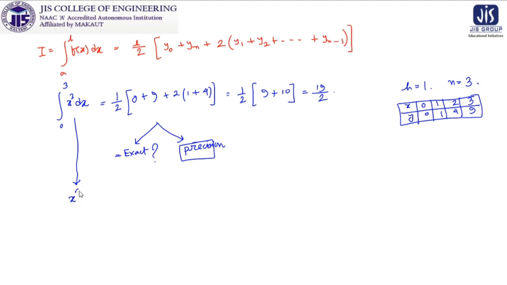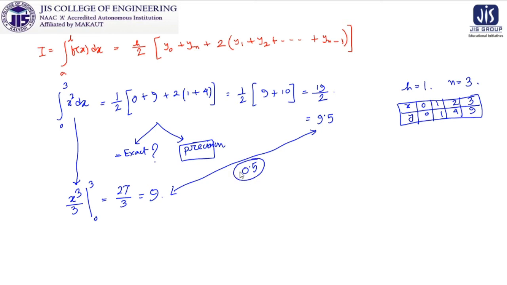So we know that the result of this integration is x cube by 3 from 0 to 3. So what we get, 3 into 3 into 3, 27 by 3, that is 9. But what we get, if I just do it in the fractional mode, is 9.5. So we are getting a gap of 0.5. That is our error.